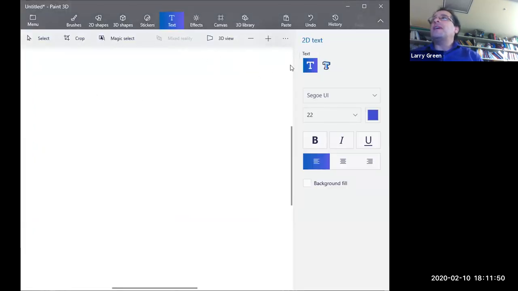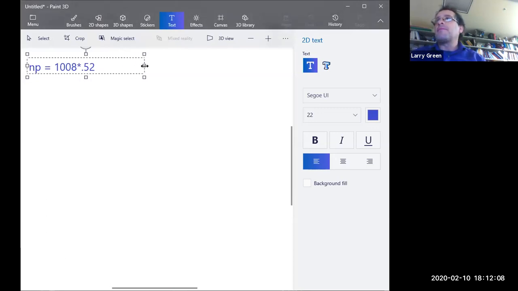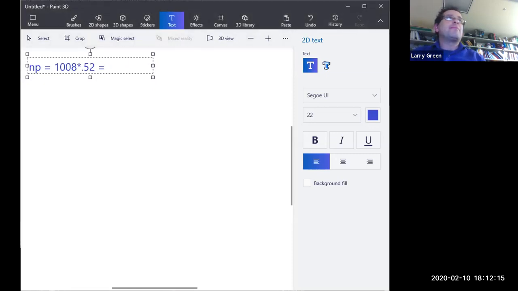Now, first thing, let's do some checking. First thing, np is equal to 1008 times p, which was 0.52, because that's what they said in the survey. And that is not very hard to do on a calculator. So let me pull in a calculator. So 1008 times 0.52. I'm going to round to the nearest person, which is 524.